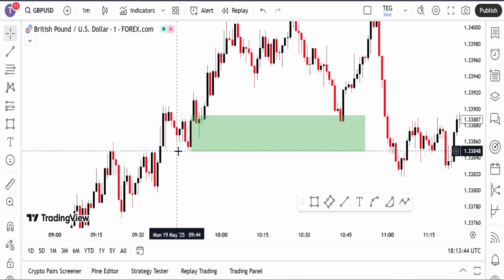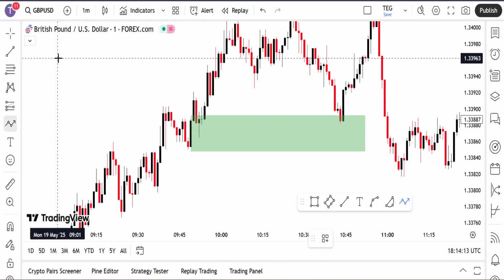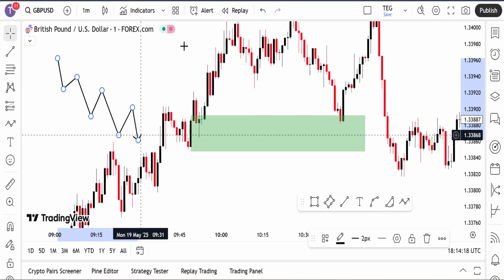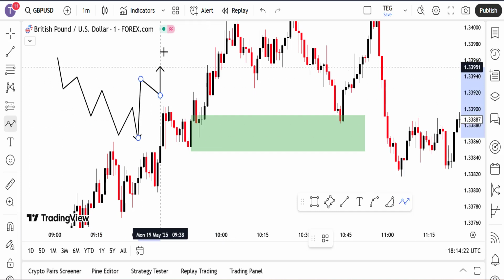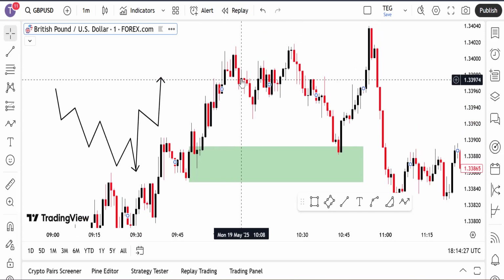Why is it intermittent swings? Because it creates short-term swings. How is it an intermittent swing? An intermittent swing is going to create short-term swings like this. It's going to create a short-term swing pullback before breaking up. So this is called intermittent swings. Do you understand what I'm saying?